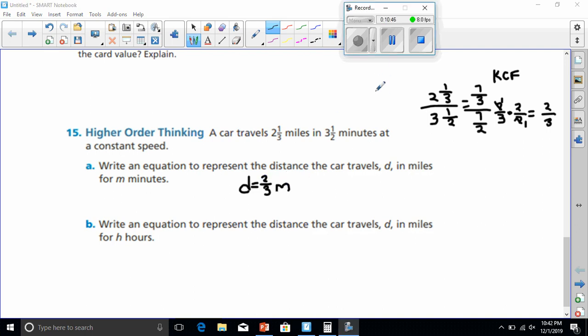Well, the last thing that's asked of me is to write an equation to represent the distance the car travels, d again, in miles for h hours. Oh, wow. Okay. So that means how far is it going to go every single hour instead of minute? Well, we know that since we're changing minutes to hours, there are 60 minutes in an hour. So that means we have to multiply 2/3 times 60 to get our answer. 2/3 times 60.